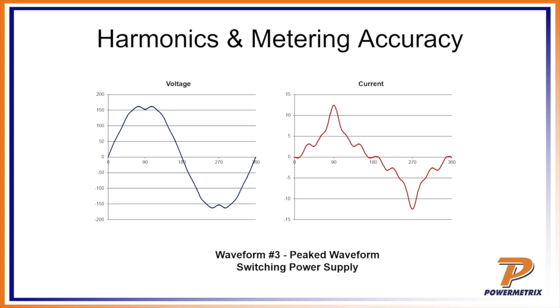The third waveform is a peaked waveform from a switching power supply. That's one of the most common harmonic loads that you see nowadays because those switching power supplies are everywhere: your cell phone charger, your computer power supply, your TV, even your refrigerator, washer and dryer. Pretty much anything that's going to run off DC power is going to require that.